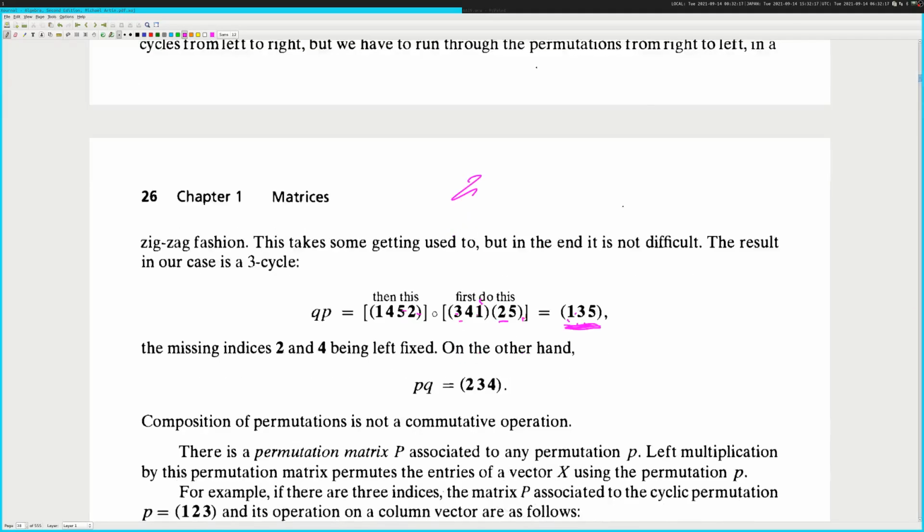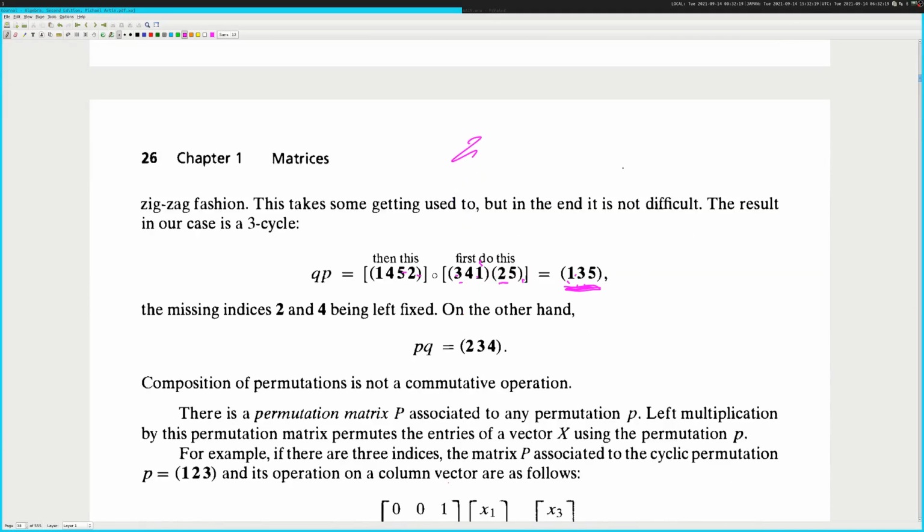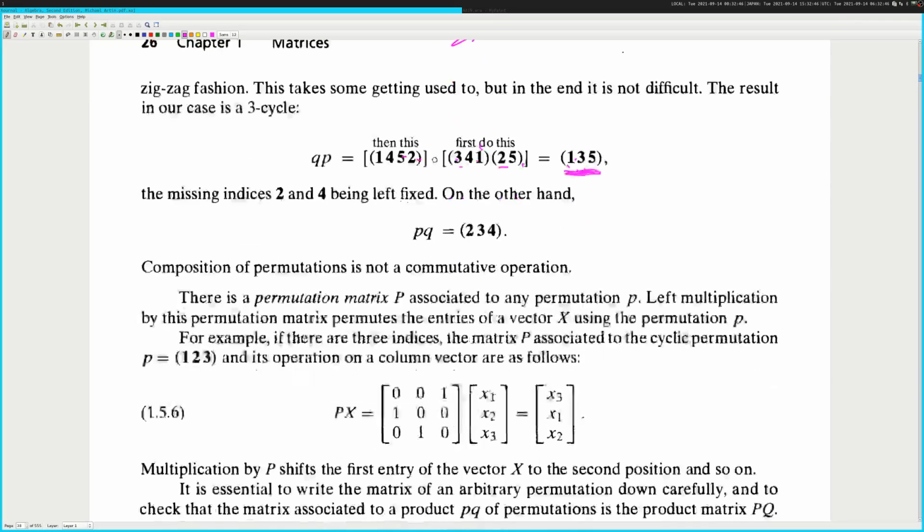He's showing by example that if the two cycles are disjoint, then they commute, but these two are not disjoint, they have indices in common, so it's not commutative. So if we multiply it one way we get 1, 3, 5, the other way we get 2, 3, 4. Composition of permutations is not a commutative operation.